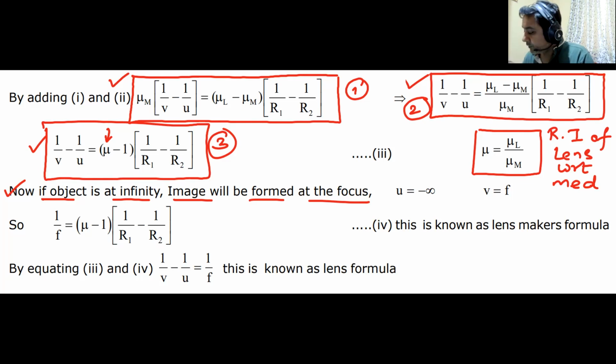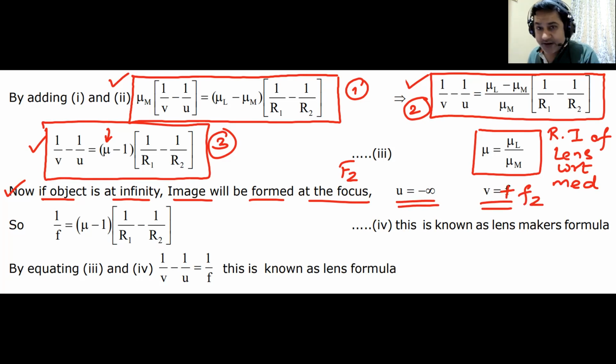Second focus. The image is formed at the second focus, which is F2. U is minus infinity, and V is plus F2. Do we understand this? Where F2 stands for the second focal length. Do we understand this? Yes, sir.